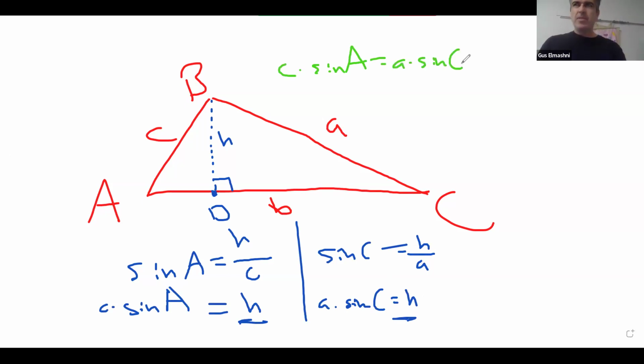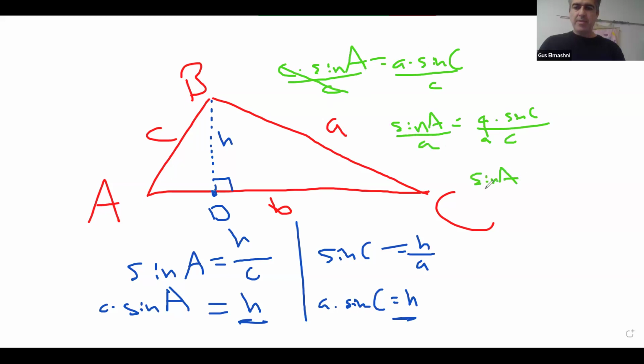Does that make sense, what I just did? Now I'm going to divide both sides by c, so those cancel, clearly. So sine A over a equals sine C over c. At the same time, I'm going to divide both sides by a. Those cancel, and those cancel, and what do you get? You get the law of sines. So this is why it works.